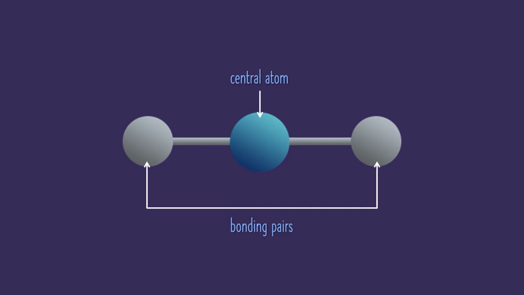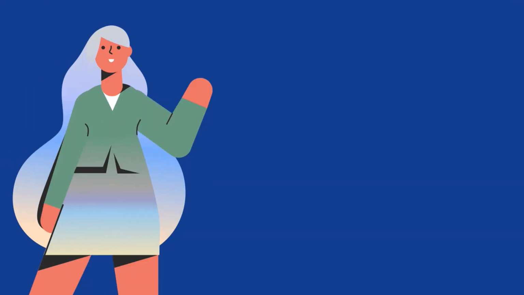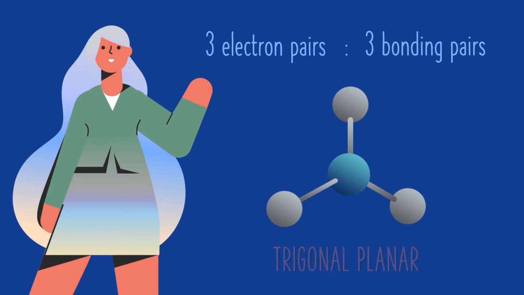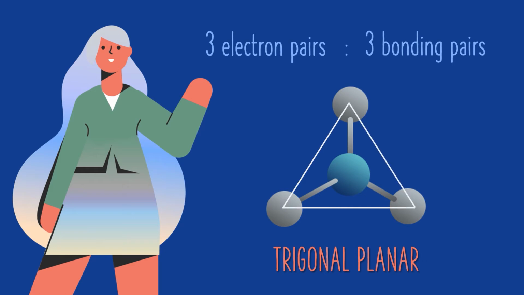Let's say you have 3 electron pairs and all of these pairs are bonding pairs. The shape of your molecule will be like this. And this is called the trigonal planar because the 3 bonding pairs form a triangle shape. The bond angle of this shape is 120 degrees.